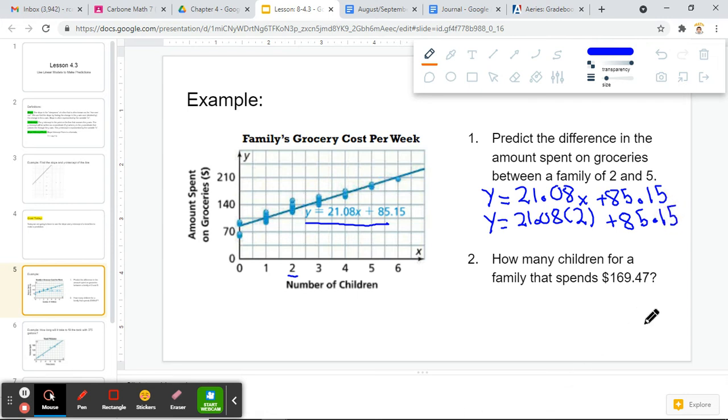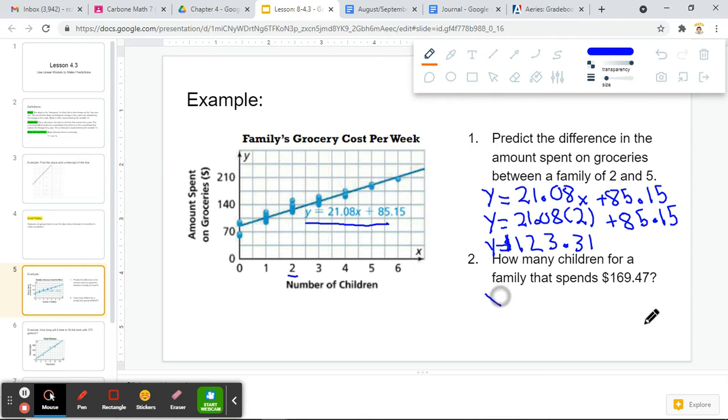So I think the easiest thing to do here is go on over to our calculator. We're going to do 21.08 times 2 plus 81.15, and we are going to get 123.31. So that means that they're spending $123.31 on 2 kids. Okay, so ignore this question for now. I just need more space to work on this.